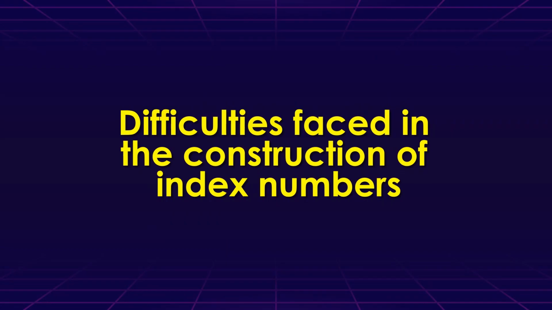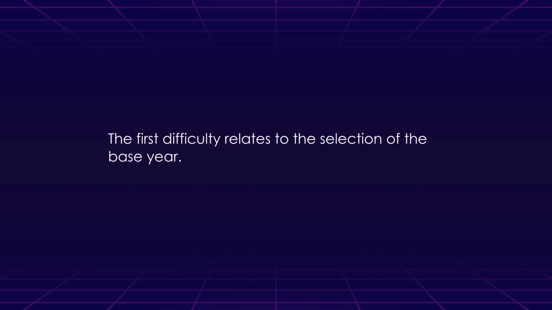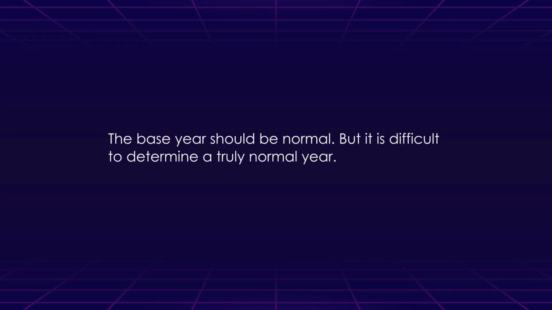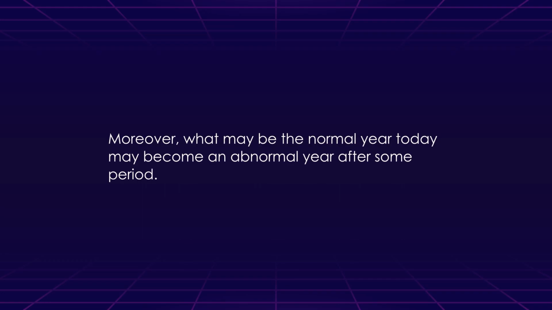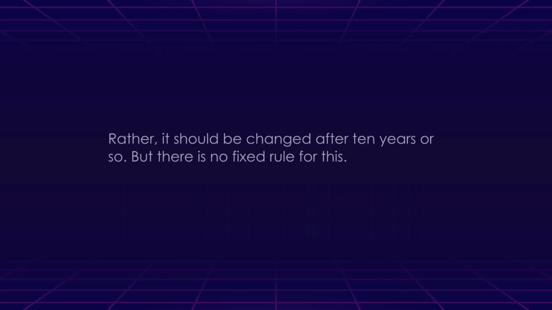Now certain questions come up while going to the depth of the construction of index numbers. What difficulties does one have to face while formulating or constructing the index number? The first difficulty is in the selection of the base period, because the base period is a very important ingredient. The base year should be normal, but it is difficult to determine a true normal year. Moreover, what may be the normal year today may become an abnormal year after some period. So it is not advisable to have the same year as the base period for a number of years. Rather, it should be changed after 10 years or so, but there is no fixed rule for this.